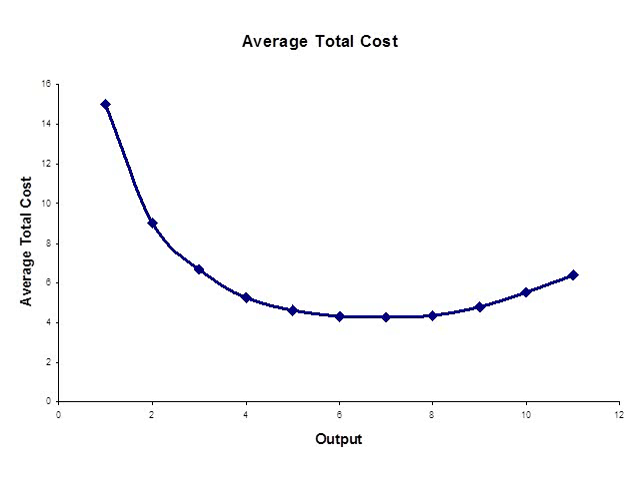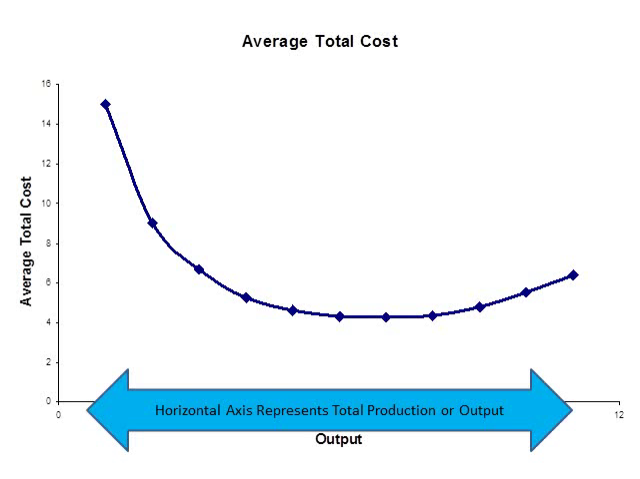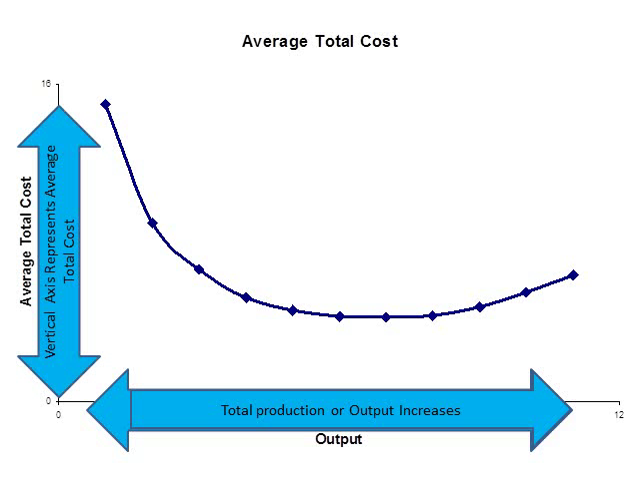Before discussing the particular features of the graph of average total cost, let's take a minute to understand its structure. The horizontal axis represents the amount of total production or output. Total production or output increases as one moves from left to right. The vertical axis, or the y-axis, represents the average total cost. Average total costs increase as one moves upward from the bottom.